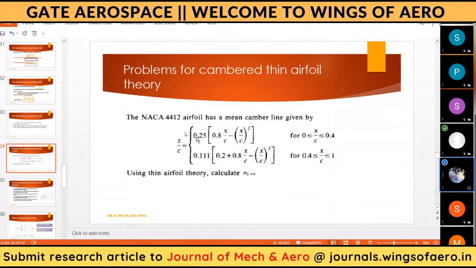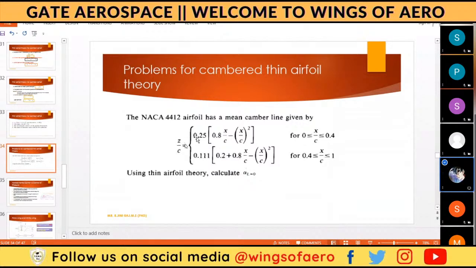We should differentiate the equation with respect to x. So by differentiating the equation with respect to x, we will be getting some.